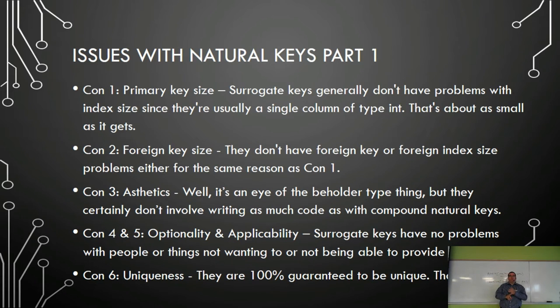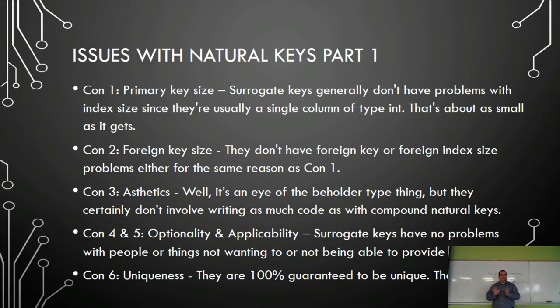Problem number two, foreign key size. See, problem number one repeats for number two, because if it's big for the primary key, it's going to be big as a foreign key. That means now suddenly you've got a big primary key and a big foreign key in one table plus a big primary key in the other. The problem just snowballs.